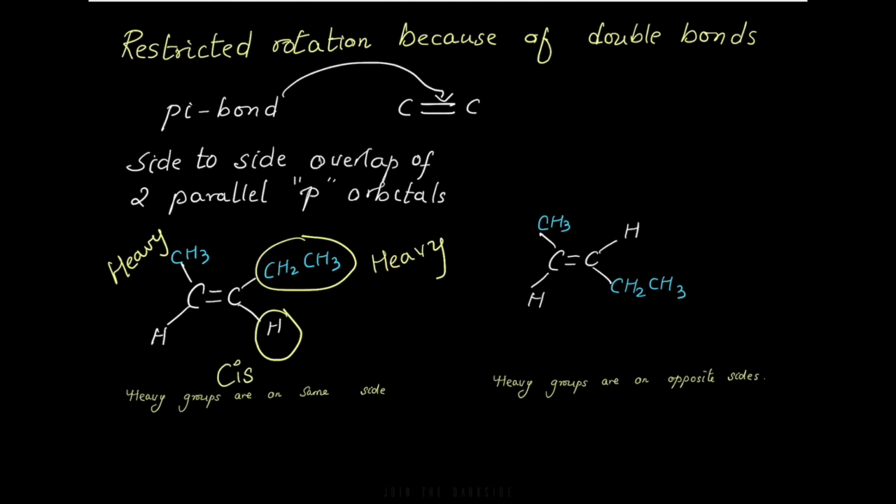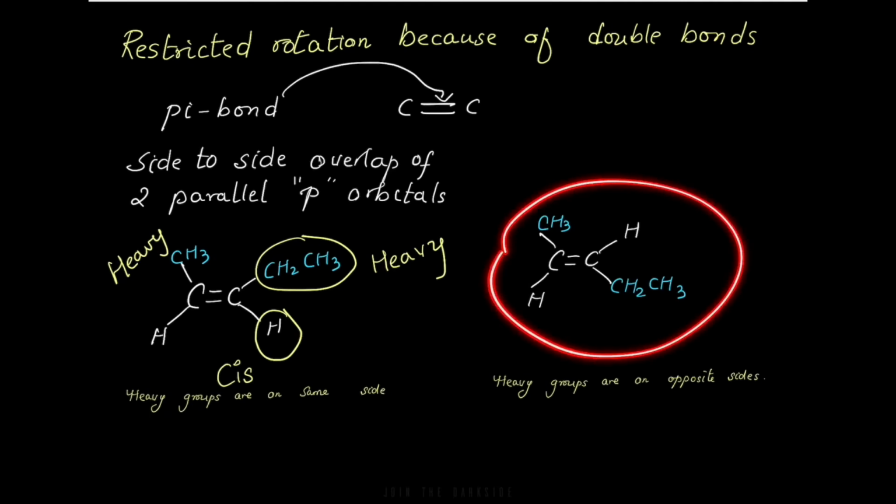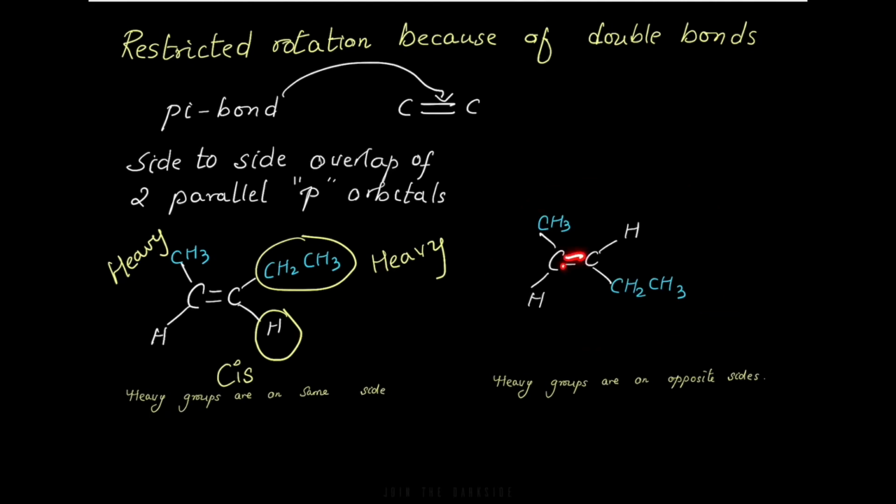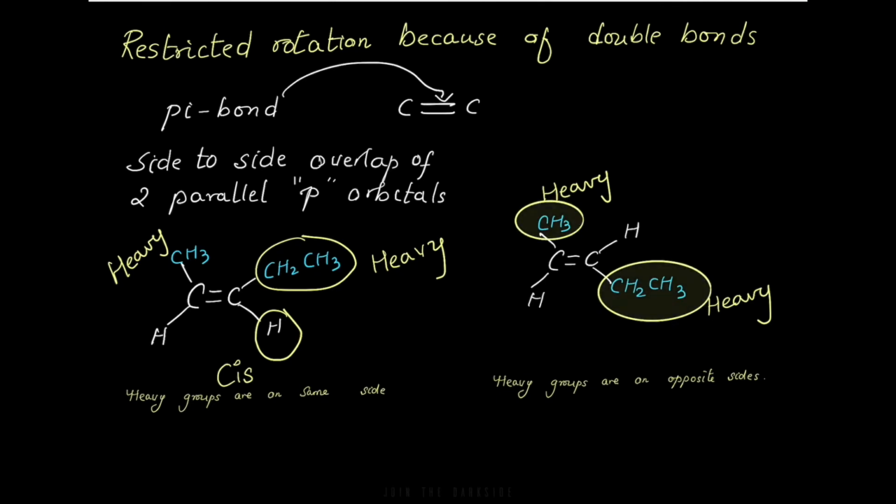Now let's analyze the compound on the right. You do exactly the same thing. You find the double bond, look at that carbon and analyze the two groups. Here you have an ethyl group and hydrogen, so the ethyl group is going to be heavy, and with the methyl group and a hydrogen, the methyl group is going to be heavy. So the two heavy groups are on opposite sides, and therefore they are said to be trans.